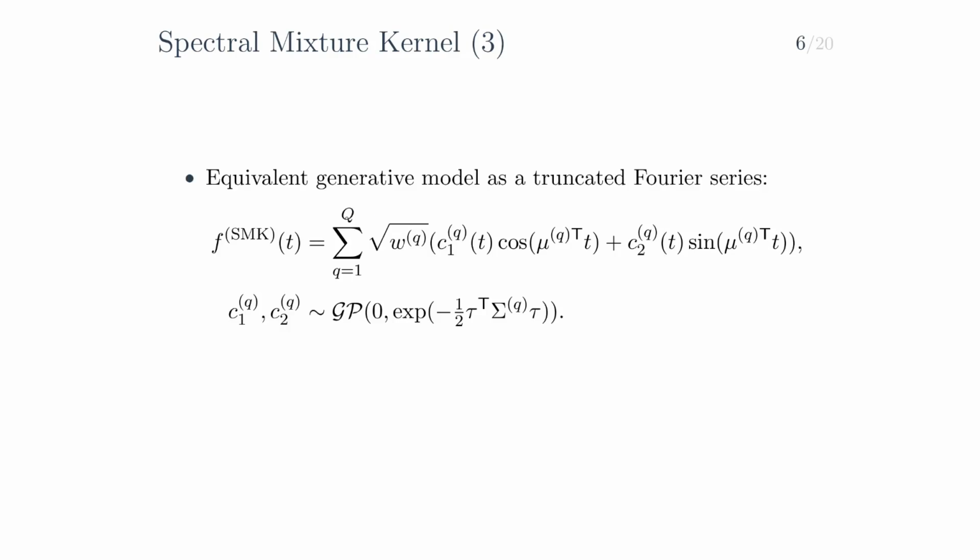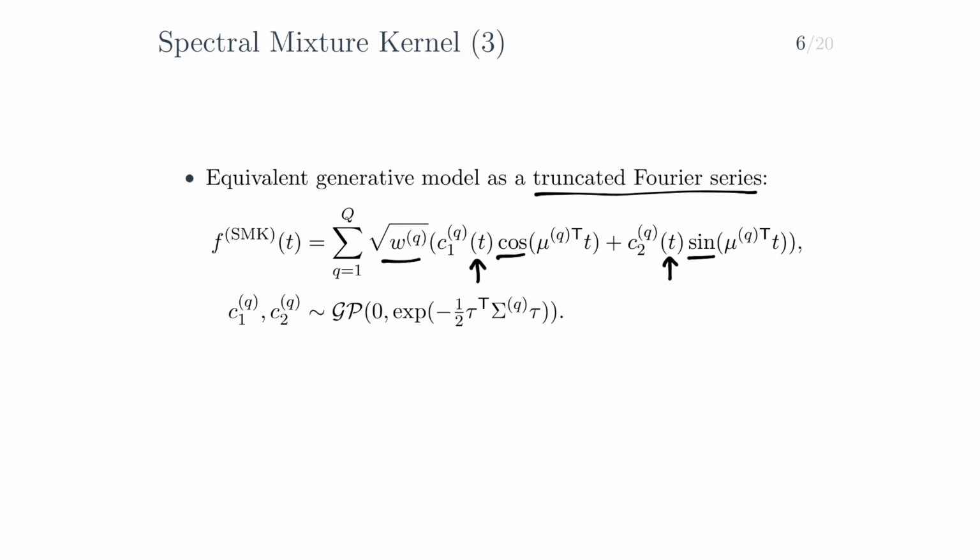An alternative way to interpret the spectral mixture kernel is through an equivalent generative model, which is of the form of a truncated Fourier series, as shown on the slides. The spectral mixture kernel assumes that the underlying signal is of the form of a sum of q components, where every component has a weight, and consists of a linear combination of a cosine and a sine that have frequency μq, which, if you recall, are the centers of the Gaussian bumps assumed by the spectral mixture kernel. The coefficients of the cosine and the sine vary with time.